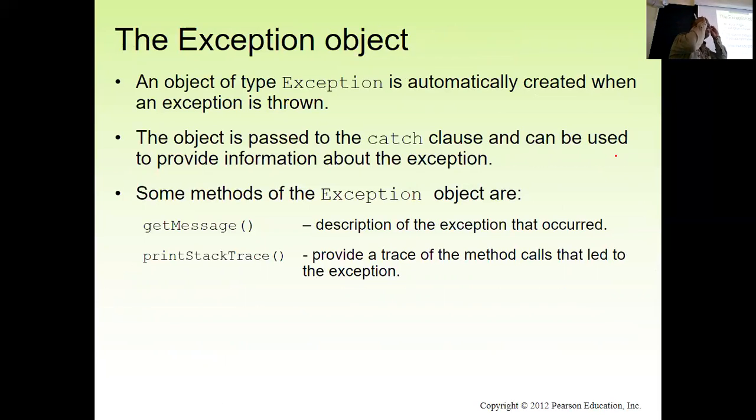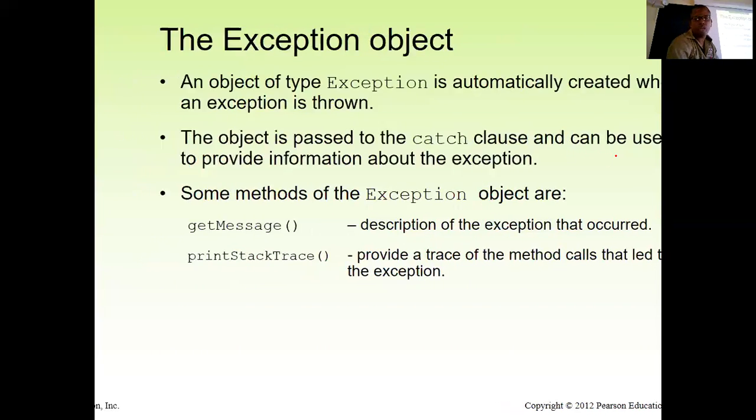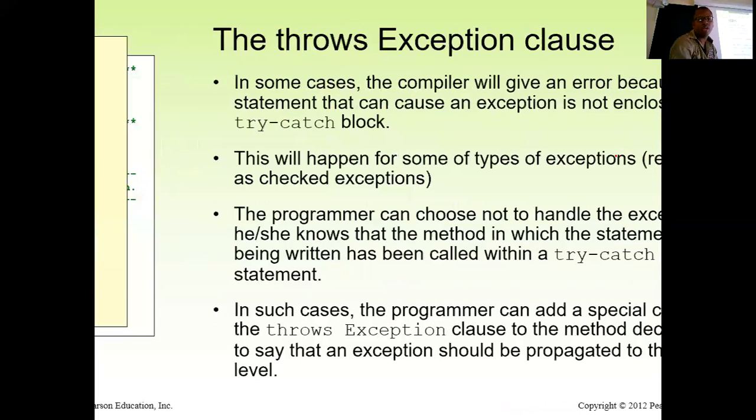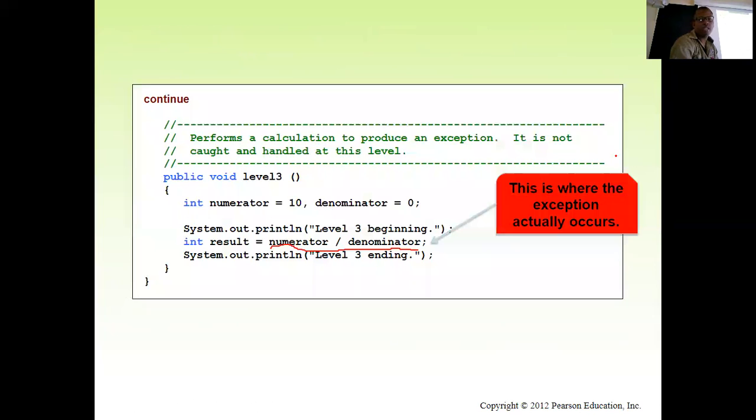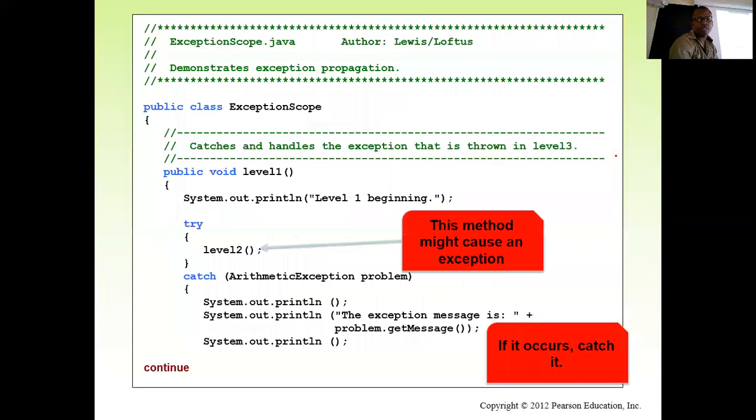Now, in general, when an exception is generated, there's some data that is associated with it. So, in our try-catch, notice we always created a variable of type exception. Notice ArithmeticException, and that exception variable is called problem. Notice here, I have problem.getMessage.